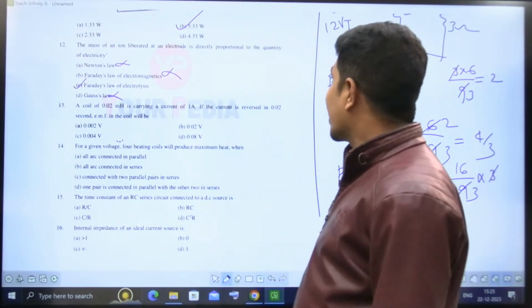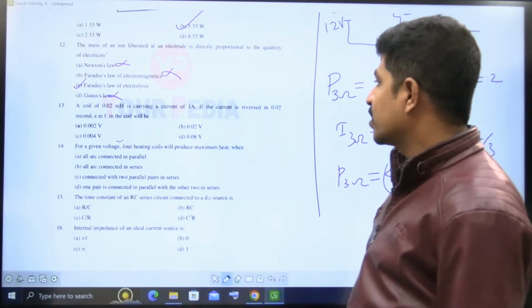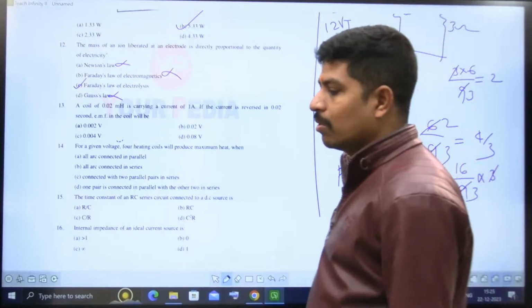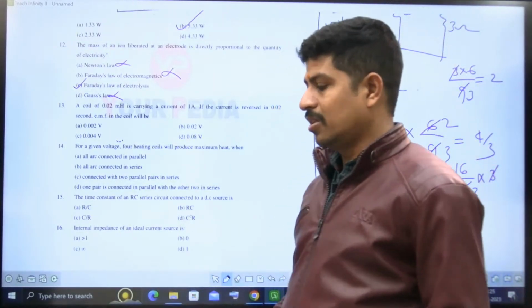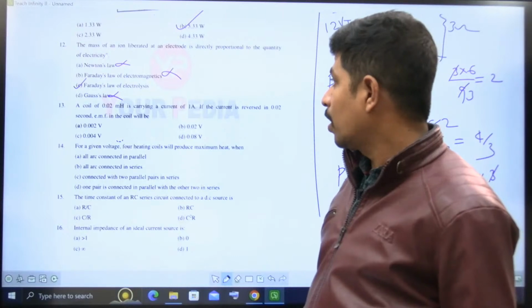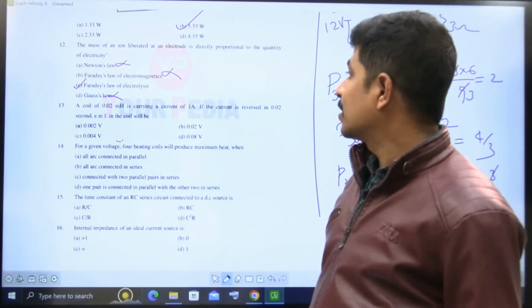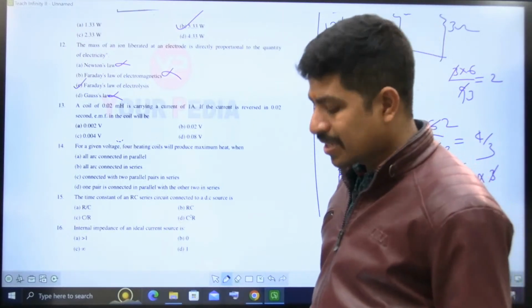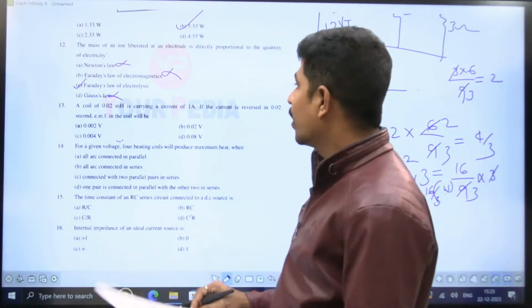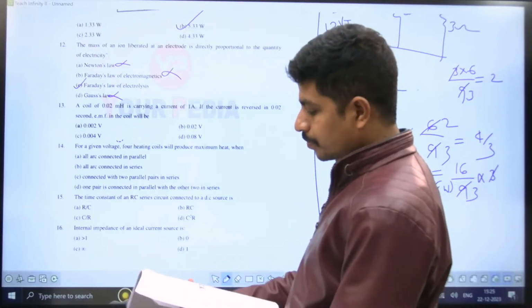The mass of an ion liberated at an electrode is directly proportional to the quantity of electricity. It is not Gauss law. Gauss law talks about the flux, electric flux. I can say it is the mass of an ion liberated at an electrode. Please correct it, Anish. Okay, go to the next question.